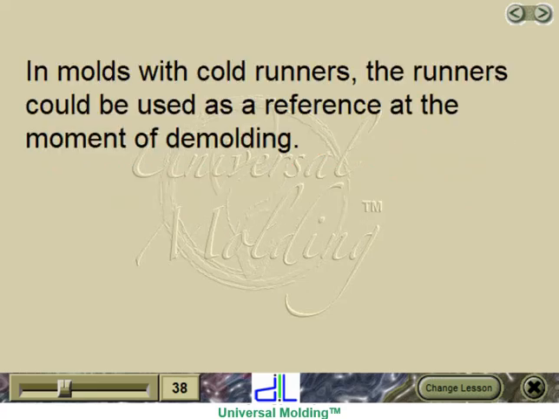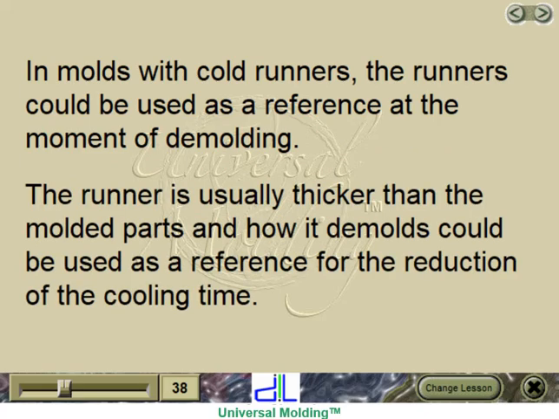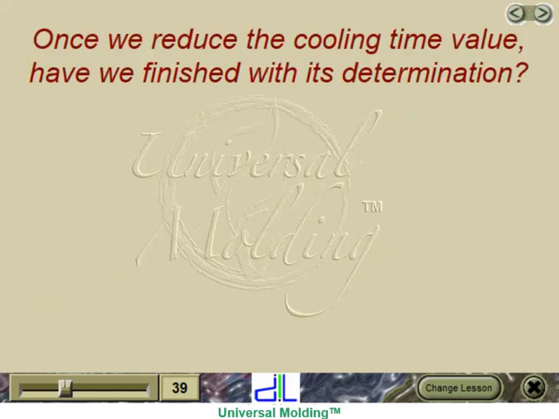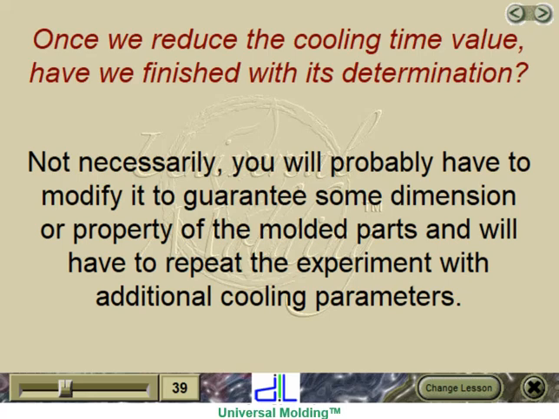In molds with cold runners, the runners could be used as a reference at the moment of demolding. The runner is usually thicker than the molded parts, and how it demolds could be used as a reference for the reduction of the cooling time. Once we reduce the cooling time value, have we finished with its determination? Not necessarily. You will probably have to modify it to guarantee some dimension or property of the molded parts, and will have to repeat the experiment with additional cooling parameters.